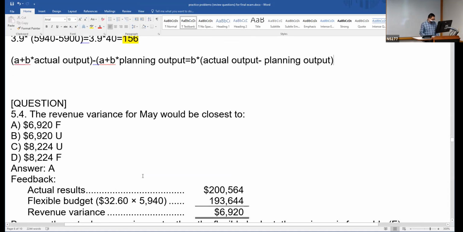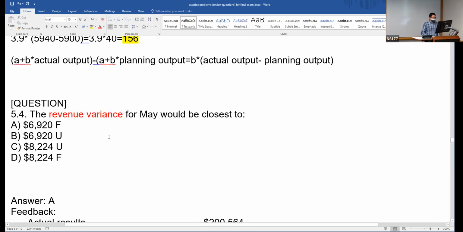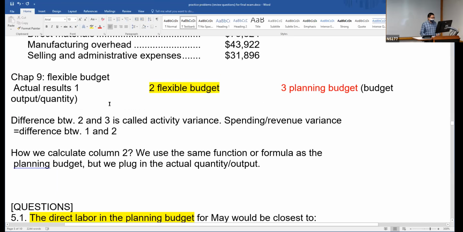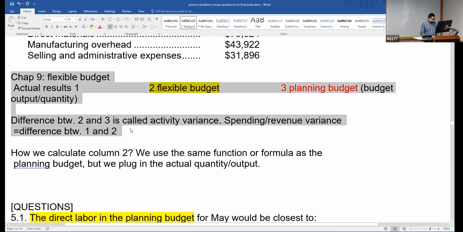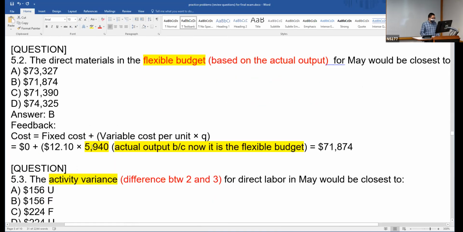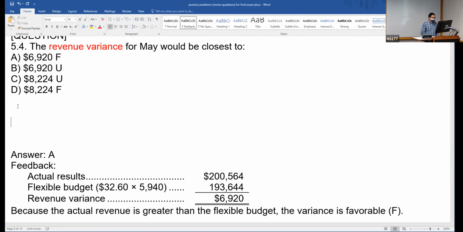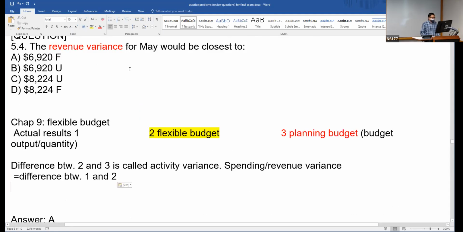And then for the next question, now we want to calculate the revenue variance. And now here we also need to think about what the revenue variance is first. So you always remember that there is column 1, column 2, and column 3 here. And now the revenue variance is the difference in the revenue between column 1 and column 2.